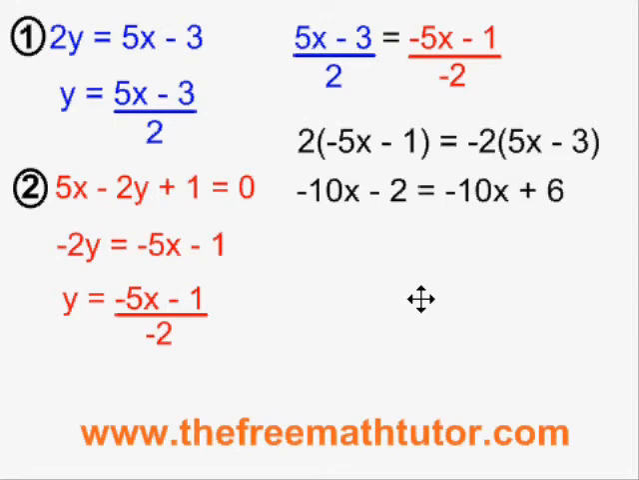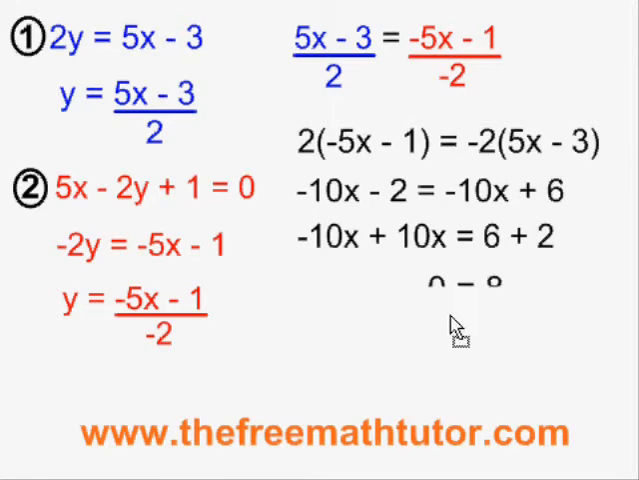Getting the x terms together on one side of the equals and the constant terms together on the other side, I end up with negative 10x plus 10x equals 6 plus 2. Negative 10x plus 10x equal to 0, so my next line is 0 equals 8. This is not what normally happens when I do comparison. I usually end up with x equals number in this situation. But because all of the x terms canceled, I have this nonsense statement, 0 equals 8.